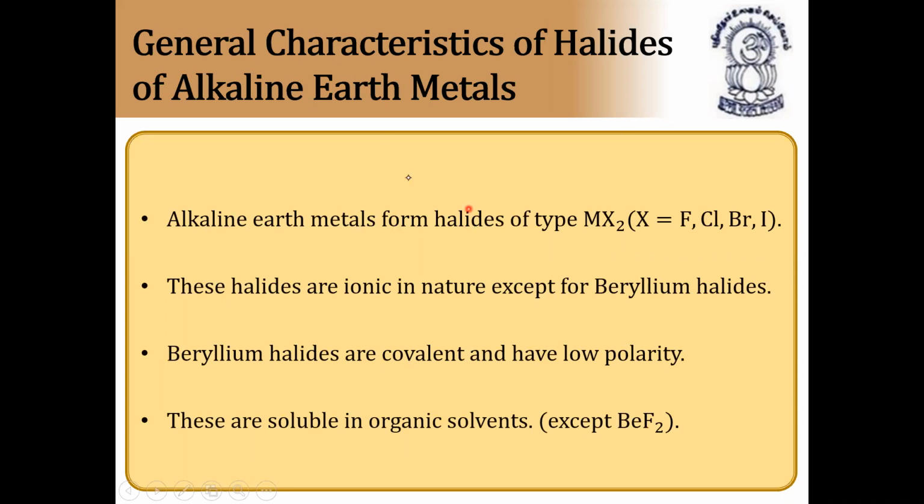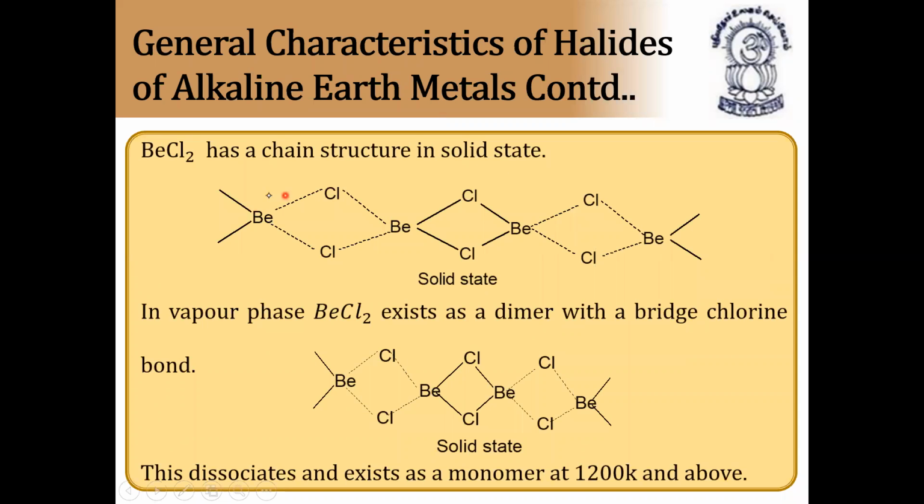Alkaline earth metals form halides of type MX2. These halides are ionic in nature except for beryllium halides. Beryllium halides are covalent and have low polarity. These are soluble in organic solvents except beryllium fluoride. Beryllium fluoride is ionic because fluorine is more electronegative. Very important points. Just these slides are more than enough for answering questions.